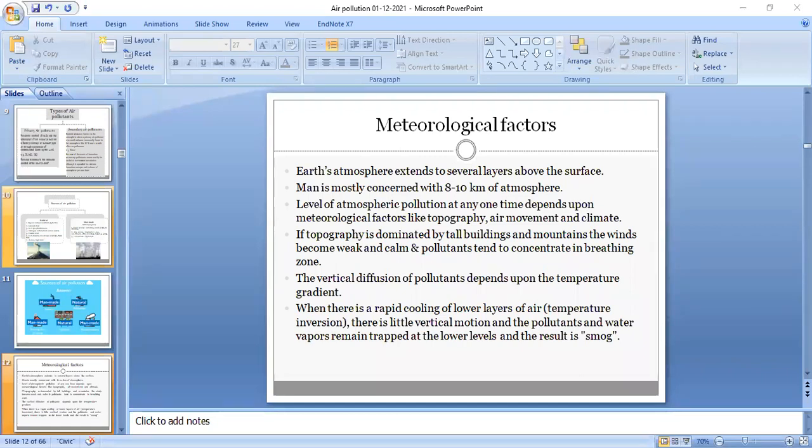If topography is dominated by tall buildings and mountains, the winds become weak and calm, and pollutants tend to concentrate in the breathing zone. The vertical diffusion of pollutants depends upon the temperature gradient. When there is rapid cooling of lower layers of air, called temperature inversion, there is little vertical motion, and pollutants and water vapors remain trapped at lower levels, and the result is smog, which occurs mostly in the winter season when the temperature is low.